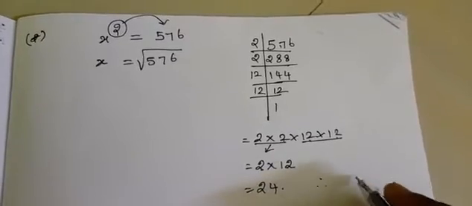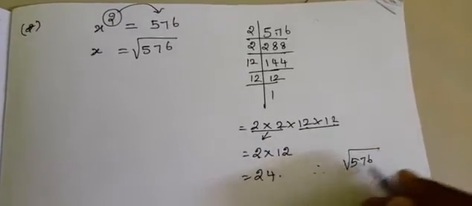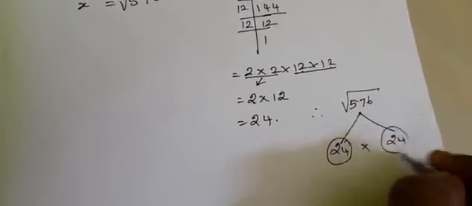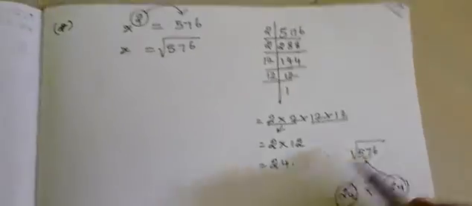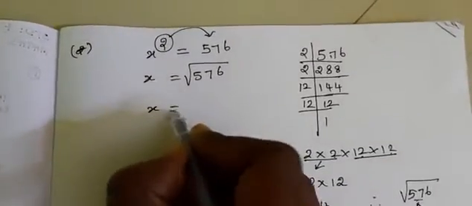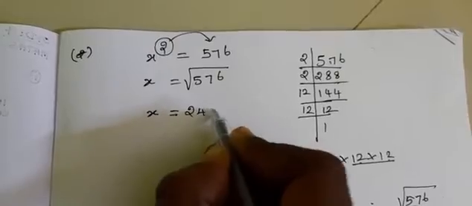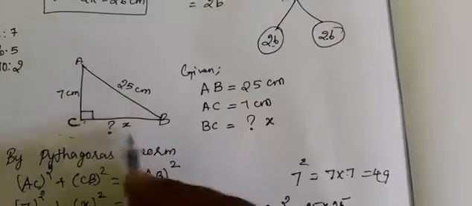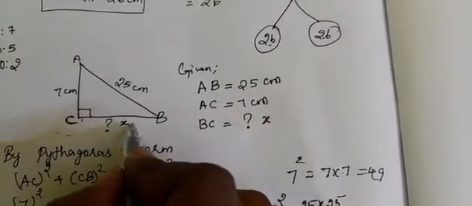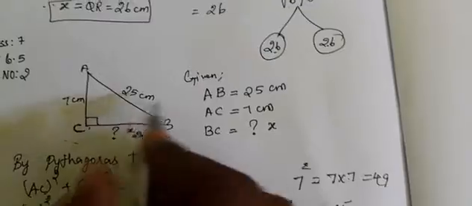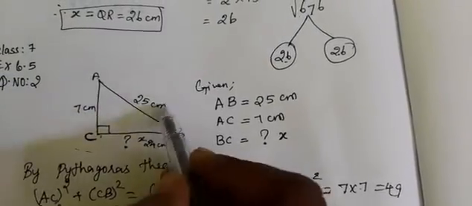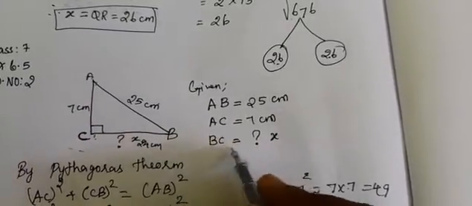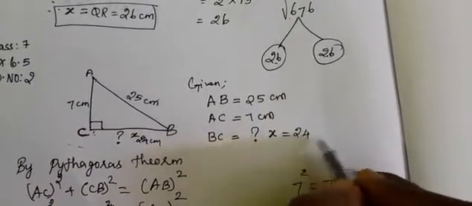So therefore, we come to know the square root of 576 is 24. If you multiply 24 into 24, definitely we will get 576. So we can write x is equal to 24 centimeter. Just now we have found the base CB is 24 centimeter. Now we can see all three sides. Okay, AC is 7, CB is 24. CB or BC both are the same, that is 24 centimeter.